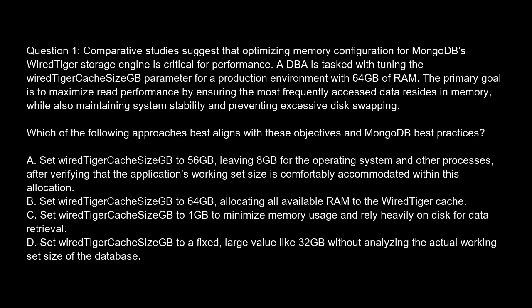Option A. Set wiredTigerCacheSizeGB to 56 GB, leaving 8 GB for the operating system and other processes, after verifying that the application's working set size is comfortably accommodated within this allocation. Option B. Set wiredTigerCacheSizeGB to 64 GB, allocating all available RAM to the WiredTiger cache. Option C. Set wiredTigerCacheSizeGB to 1 GB to minimize memory usage and rely heavily on disk for data retrieval. Option D. Set wiredTigerCacheSizeGB to a fixed, large value like 32 GB, without analyzing the actual working set size of the database.